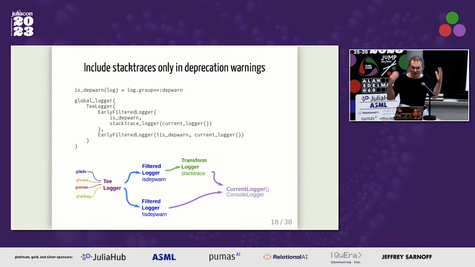So this is pretty useful. Like, I always want the stack trace when I'm getting a deprecation error, because otherwise I can't tell where it's coming from. Yeah, so it looks like this. T-logger with an early filtered logger, filter on dep1, and then calling the stack trace logger we defined on the previous slide. Otherwise, early filtered logger, not is dep1, just going straight to the current logger. So you can see that we didn't need a join because we just used the current logger twice, which happened before we overrode the logger by setting the go log argument.